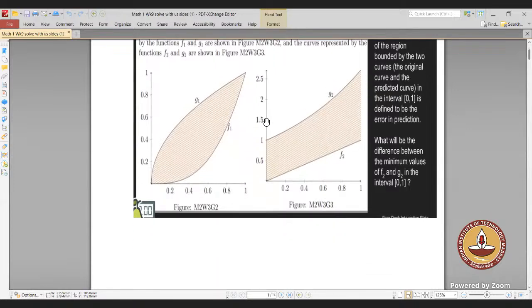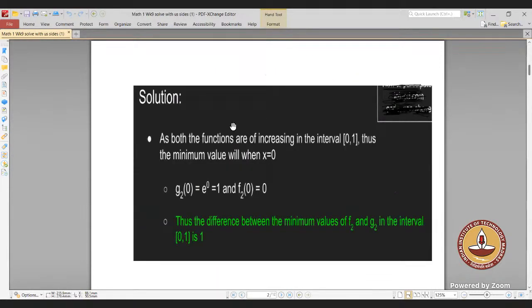So we'll see the solution now. We know that both of these functions are increasing in the interval 0 to 1. Therefore, the minimum value will be at x equal to 0. So again, we are computing g2 of 0, which is equal to e power 0, and f2 of 0 is equal to 0. So the difference between f2 and g2 in the interval 0 to 1 is 1.